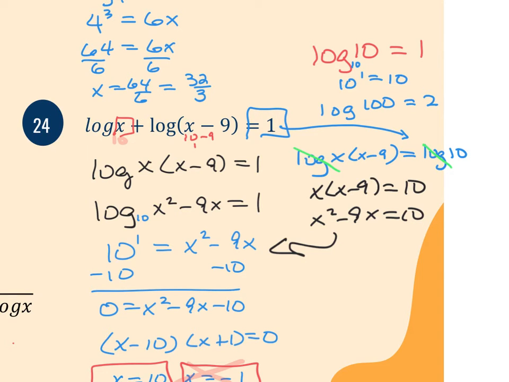So if you memorize that the log of 10 equals 1, or log of 100 is 2, or log of 1,000 is 3, you can also substitute in for that if you're trying to get both sides to have a log. Let's try the next one.